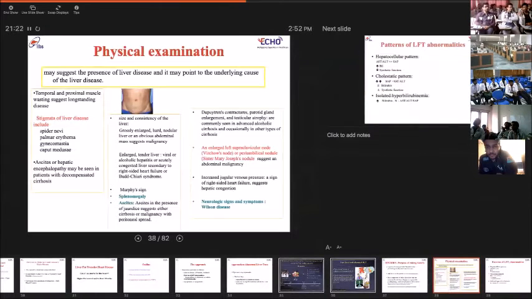So the physical examination usually suggests and may point towards the underlying cause of the liver disease. In cirrhosis, we should look for the wasting of the proximal muscle, the wasting of the interossei, and the wasting of the temporal and the proximal muscle. Then look for the signs or the stigmata of liver disease, which can be in the form of spider nevi, palmar erythema, gynecomastia, caput medusae, presence of ascites, and signs of hepatic encephalopathy.